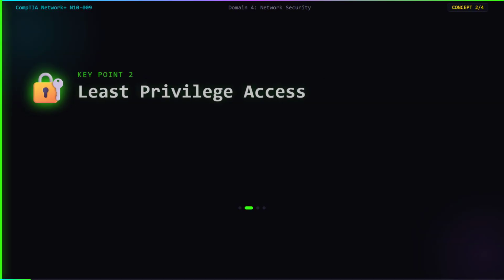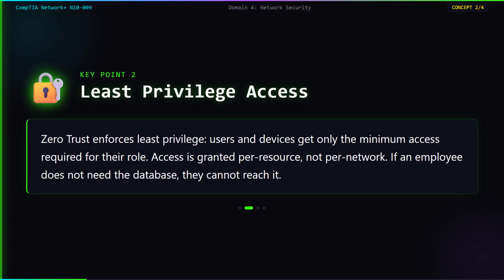Key concept: least privilege access. Zero trust enforces least privilege. Users and devices get only the minimum access required for their role. Access is granted per resource, not per network. If an employee does not need the database, they cannot reach it.